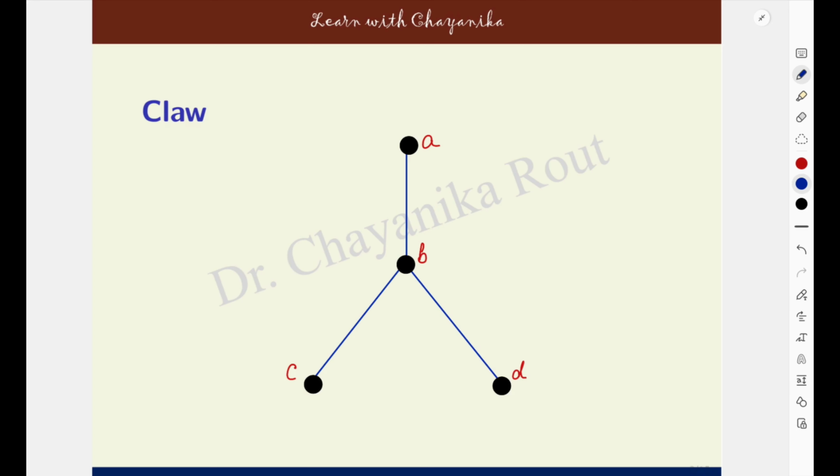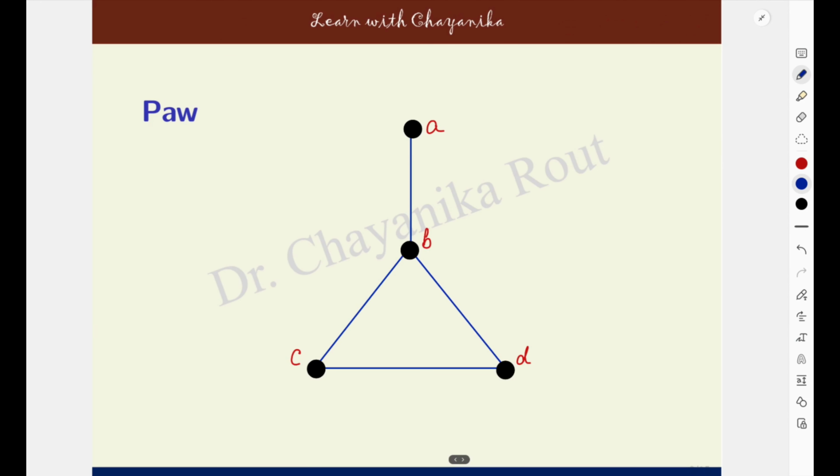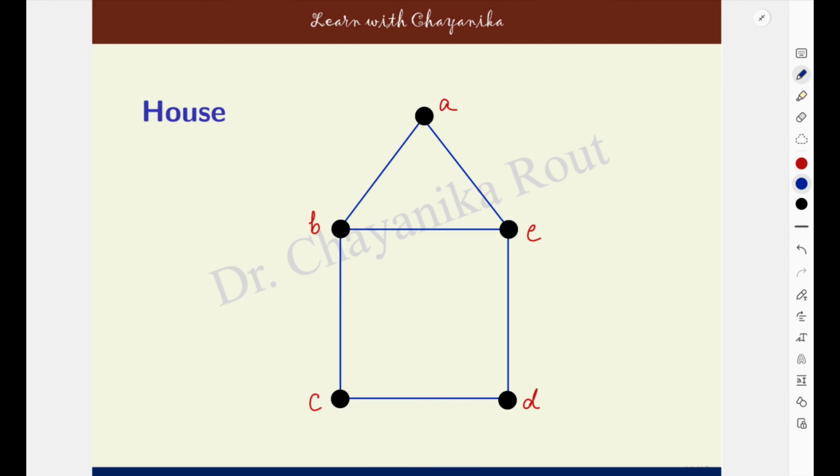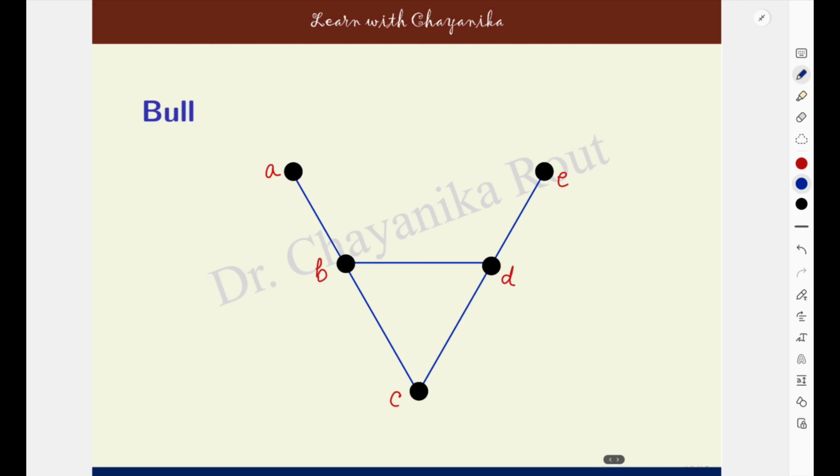Now in the claw graph, if we make the bottom two vertices adjacent, then it becomes the paw graph. So this is the graph paw. Next we have the kite graph, which is basically a C4 with one diagonal. This is the house graph and it quite looks like a house as well. So you can easily remember it by the name. Next we have the bull graph and it looks roughly like a bull head. So that's how you can remember it.